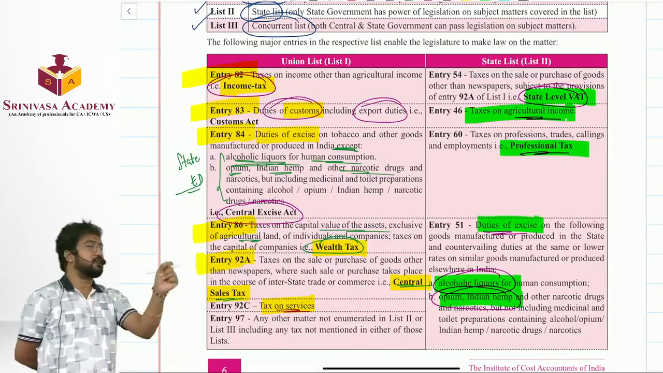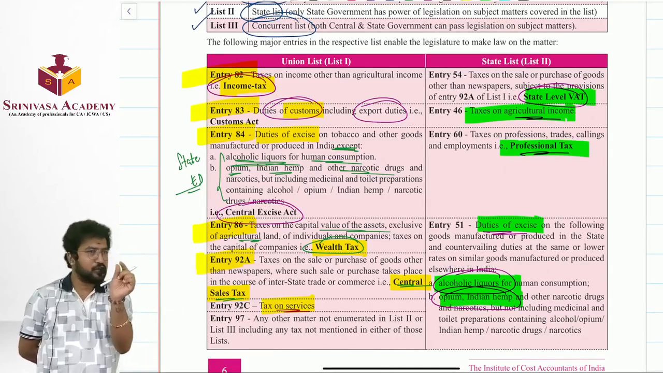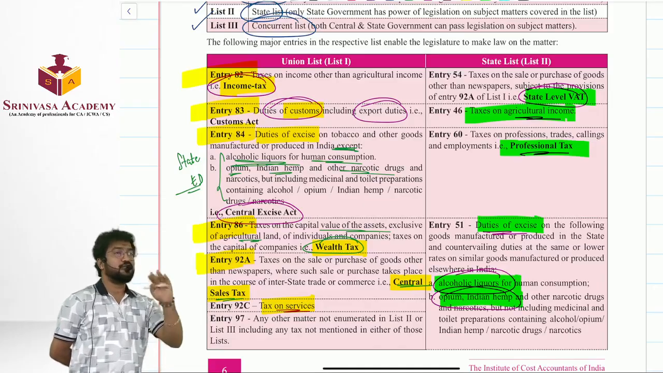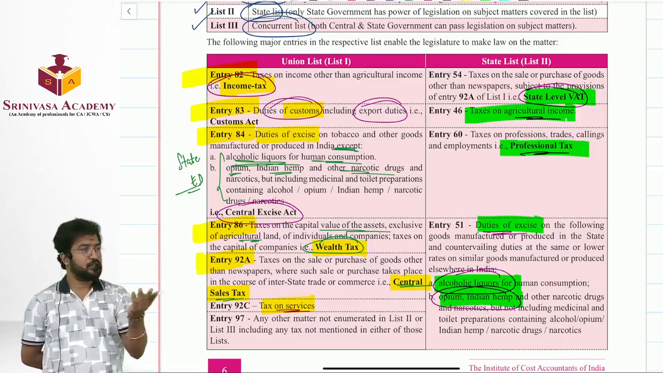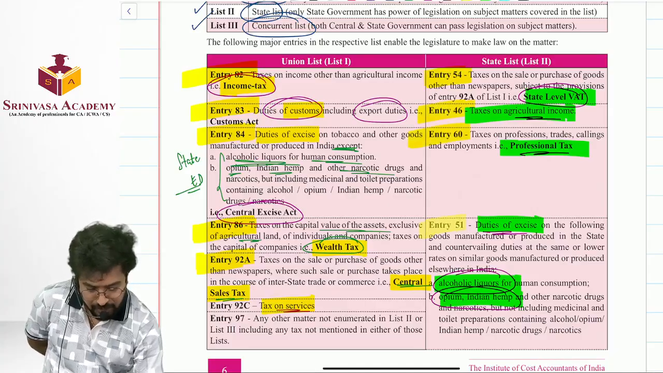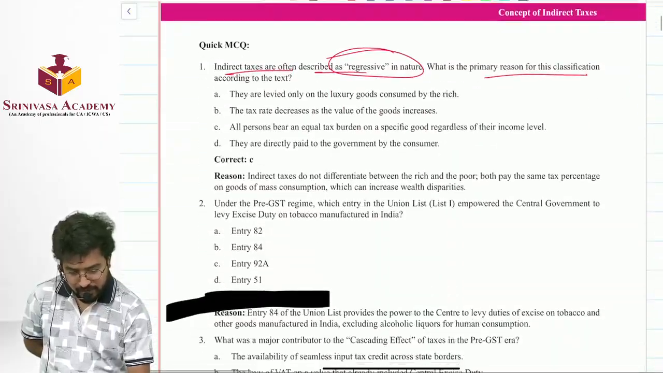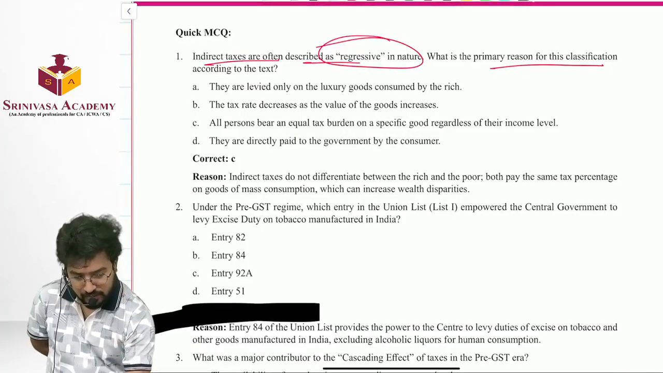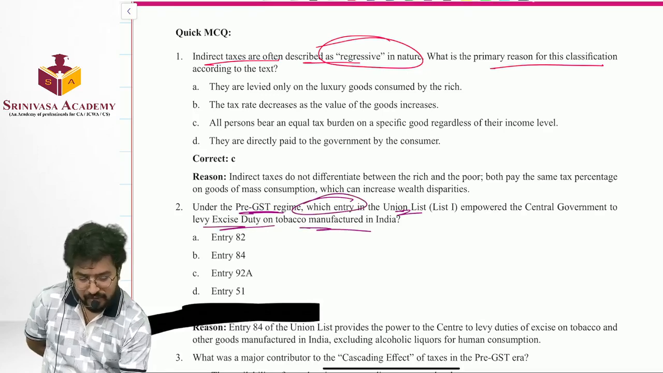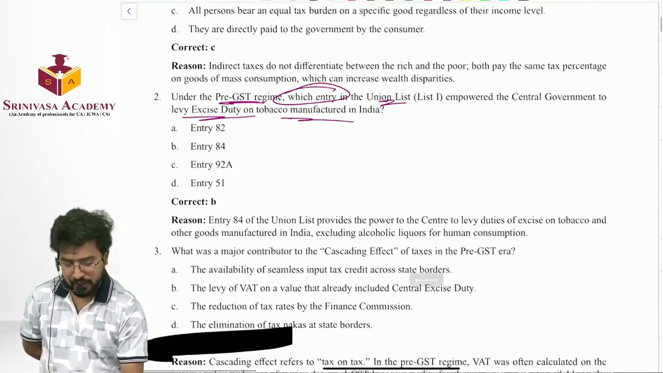Guys, listen carefully. The first chapter is about your memory. It is a very small topic, but if you are good with memory, 14 marks are absolutely possible. And if they ask one MCQ, that is 2 marks, so 14 plus 2 is 16 marks, and we finish there. So make sure you remember the entry numbers. Under the pre-GST regime, which entry in the Union List empowers the levy of excise duty on tobacco? Entry 84. Option B, entry 84.